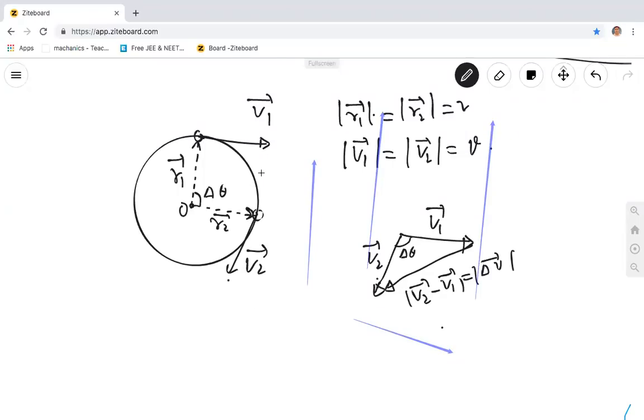Now, if you look at this triangle and this triangle, they must be similar, because the angle between them is the same. Two sides here are equal, here two sides are also equal. Therefore, these two triangles must be similar. And we know the property of similar triangles. Let me say this is figure 1. This is figure 2.